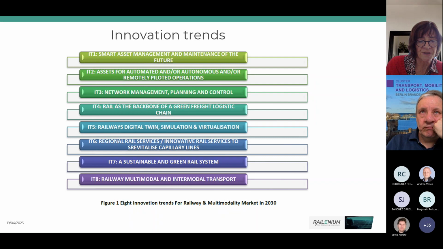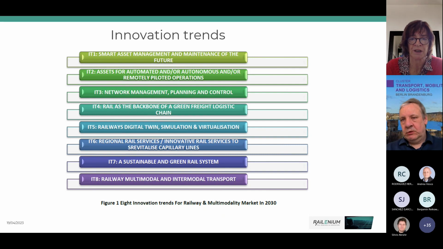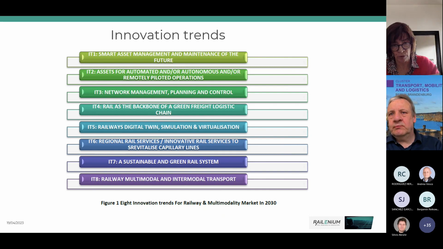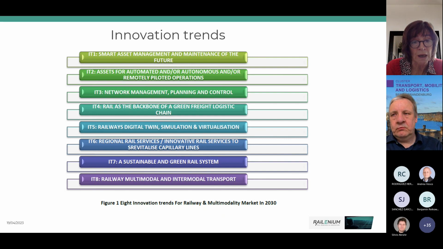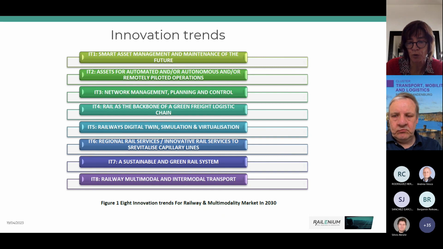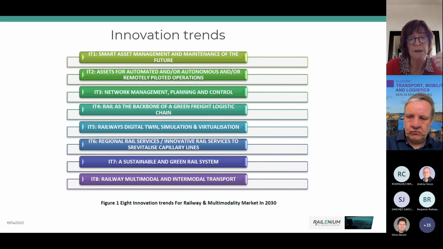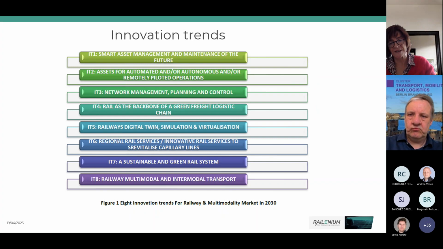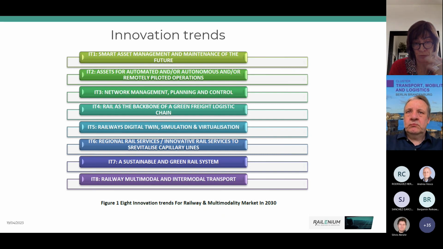And then from this approach, as I said, we have identified 8 innovation trends, numbered from 1 to 8. The first one is the smart asset management and maintenance of the future, which is very key within the railway and will bring really some important rupture. Assets for automated or autonomous or remotely piloted operations, so autonomous train and automation of all the functions, also another key issue. Network management, planning and control, of course very important in being able to assess the traffic management and train capabilities.